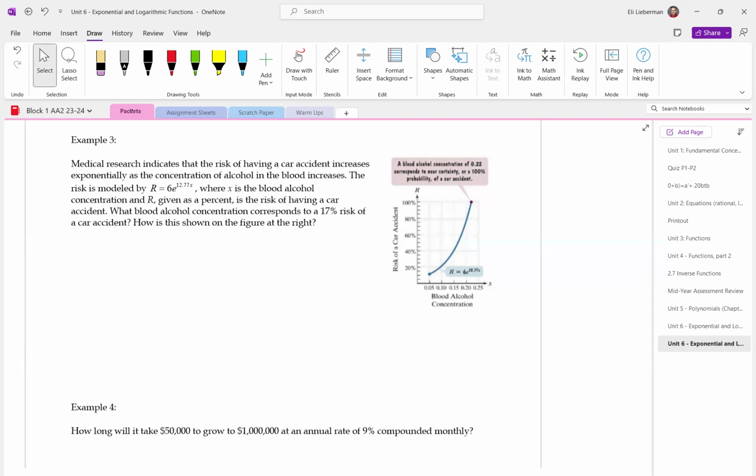So how do I start? When am I going to do that 17? It's R. Should I do 17 or 0.17? But it says given as a percent, so not as a decimal. So it's going to be 17 equals 6 times e to the 12.77x. I'll give you a chance to figure that out. You will need a calculator for this one.